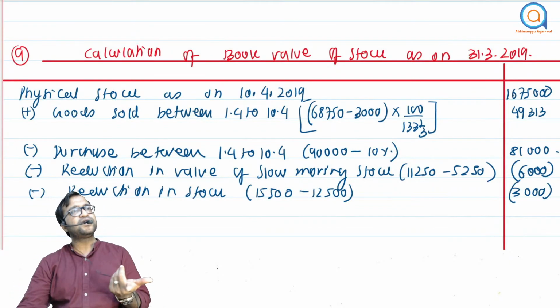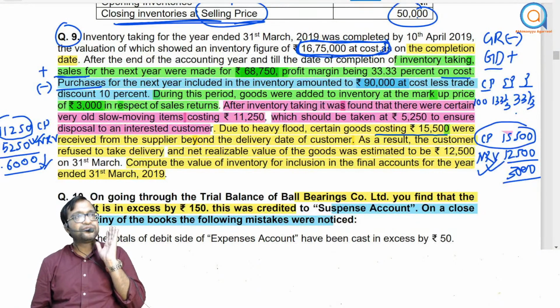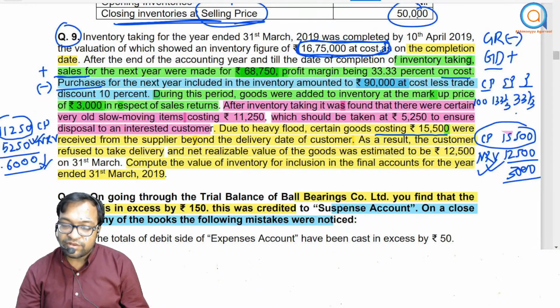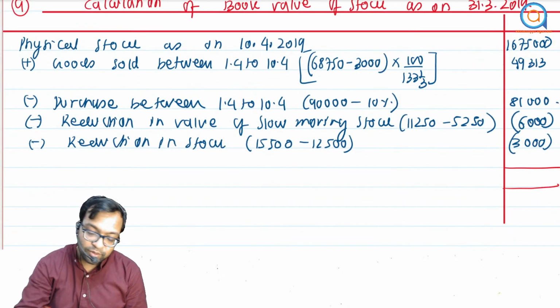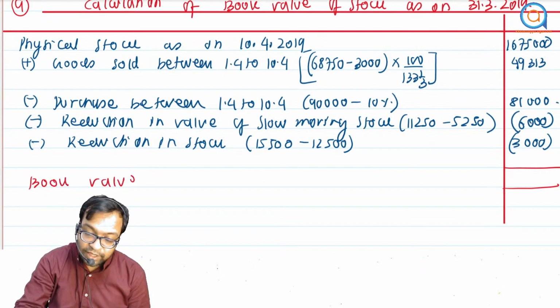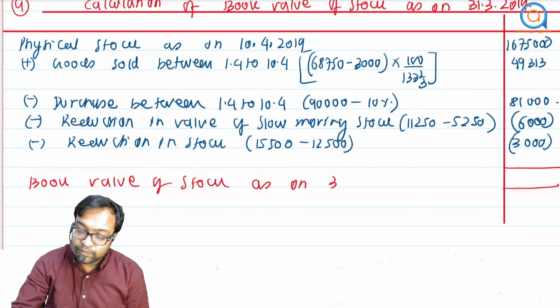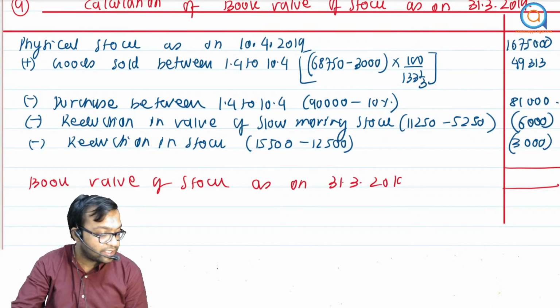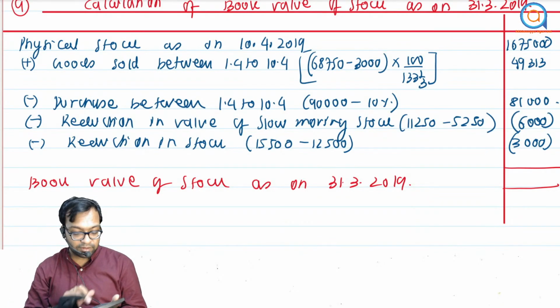All the items have been used. So now you can find the final answer. Whatever answer you get, this is basically the book value of stock as on 31/3/19. That is the balance sheet date. Take the calculator. 16,75,000 plus 49,313 plus 81,000 minus this.